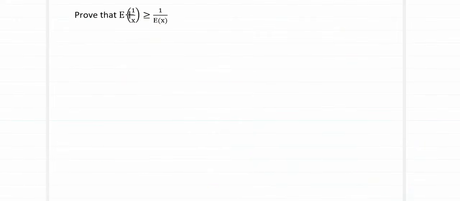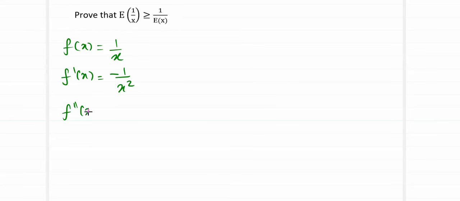Now prove that E of 1 by x is greater than or equal to 1 by E of x. So the function here is going to be 1 by x. I need to first show that it is going to be convex before applying Jensen's inequality. So my f dash of x is going to be minus 1 by x square, and f double dash of x is going to be minus of minus, which becomes plus 1 divided by x cube. So this is going to be greater than or equal to 0, provided x is greater than or equal to 0. Okay, so you have a convex function.